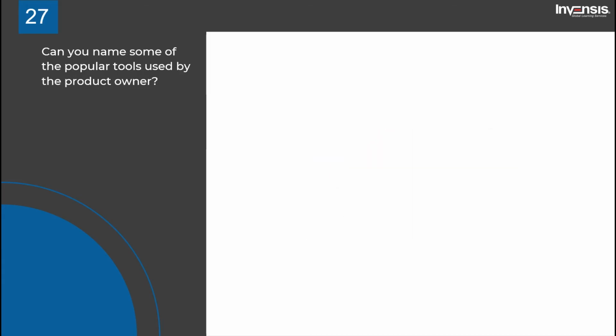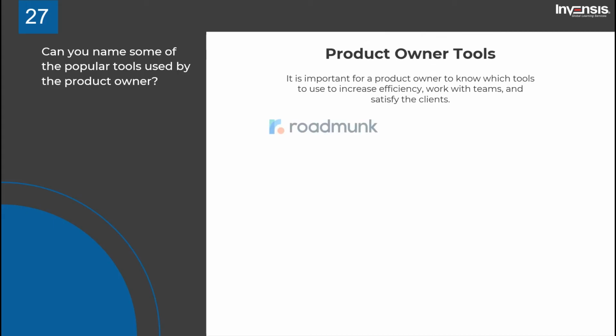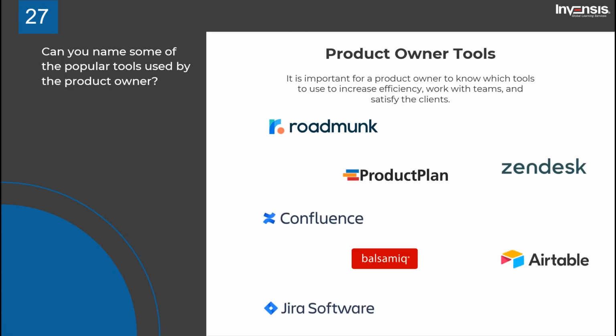The next question is, can you name some of the popular tools used by the product owner? The product owner role is full of creativity, interesting challenges, collaboration, and an endless flow of information. Therefore, it is important for you to know which tools to use to increase efficiency, work with teams and satisfy your clients. There are a wide variety of tools for different purposes available in the market to make product development and management a lot easier. The top product owner tools are Roadmunk, ProductPlan, Jira, Confluence, Balsamiq, Amplitude, and many others. To know more about these tools, you can refer to Top 10 Product Owner Tools on our YouTube channel.